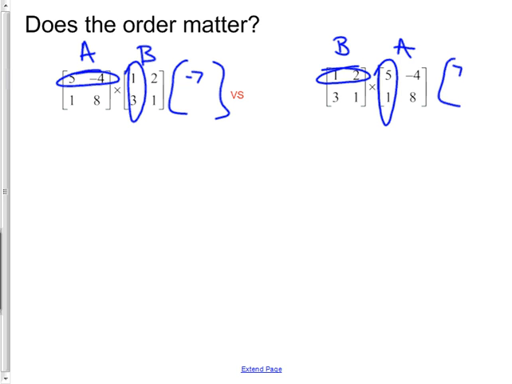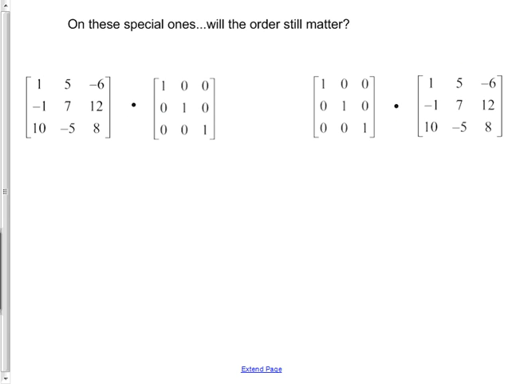It's close, actually. But it's not like it's just going to be opposites of each other either. It just happens to be a 7 and a negative 7. It doesn't always do that. But definitely, bottom line, they are not the same. So does the order matter? Yes. Okay, moving on. On these special ones, will the order still matter? Let's test and see. Just get the first answer for each of them.